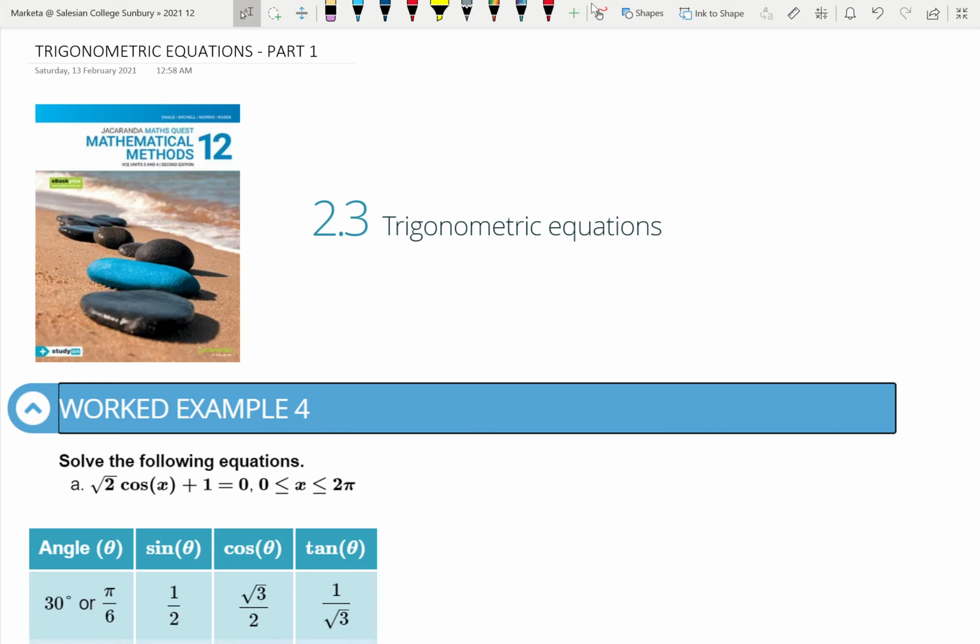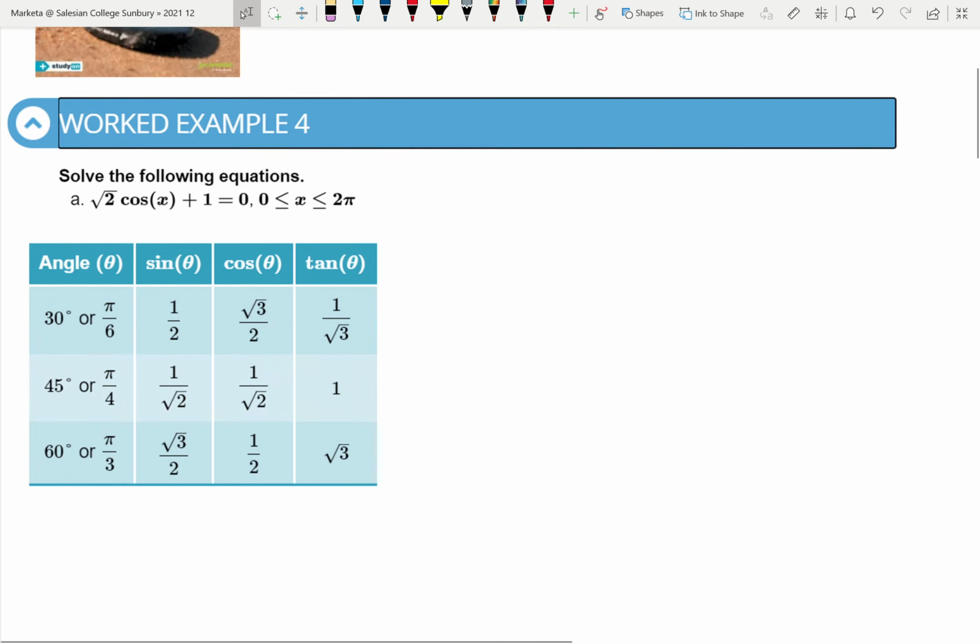Hi guys, today I'm going to be working through some examples from 2.3 from your JacPlus textbook, and there are three here to do, a cos one, a sine one and a tan one. So let's get started.